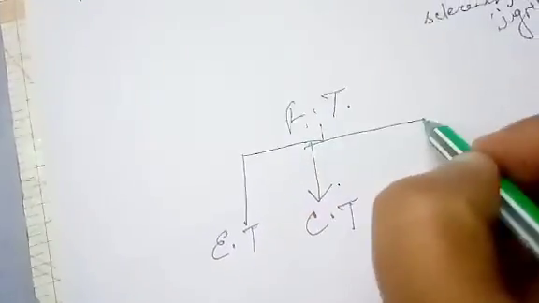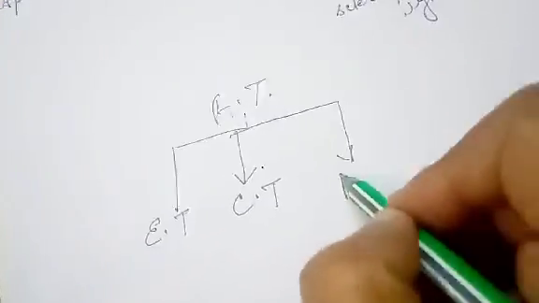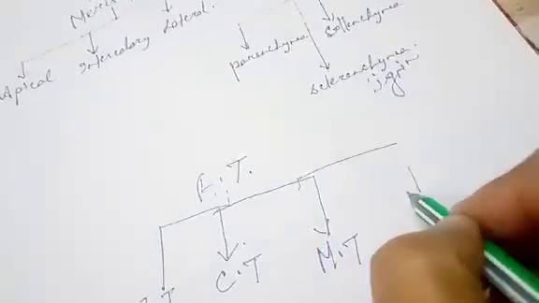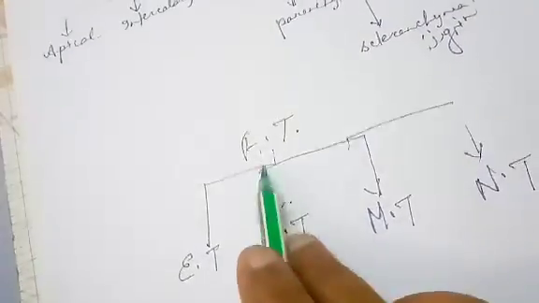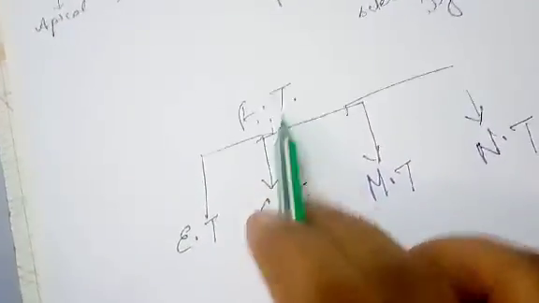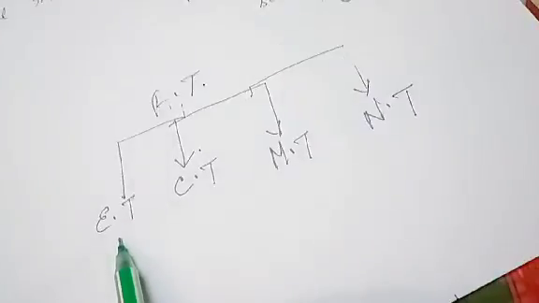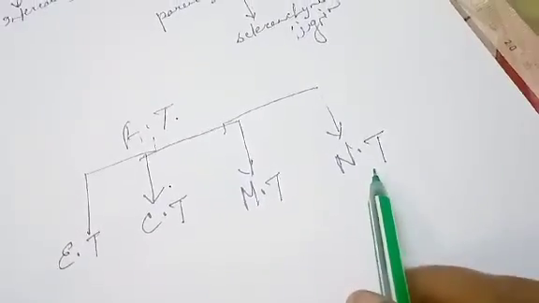Number 1 is the epithelial tissue. Now number 2, what is that? Number 2, that is the connective tissue. Then we come to the next broad category, muscular tissue, and finally we have the nervous tissue. So animal tissues are broadly classified into 4 groups: epithelial tissue, connective tissue, muscular tissue and nervous tissue.